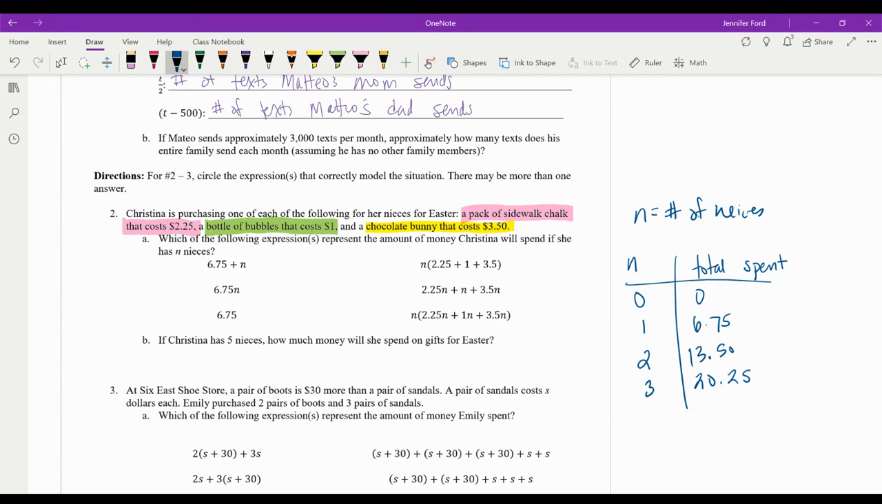Part A says, which of the following expressions represents the amount of money Christina will spend if she has N nieces? Okay, here, $6.75 plus N. Really, if you look at my expression here, I am multiplying times 6.75 every time.